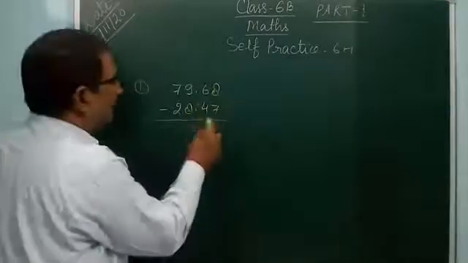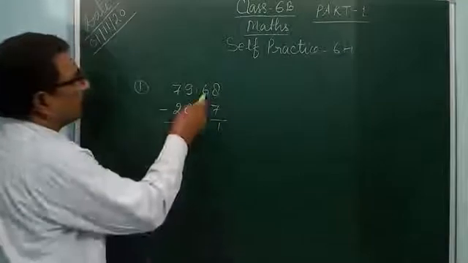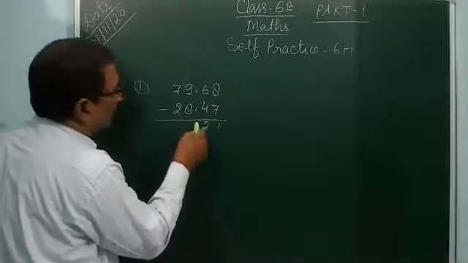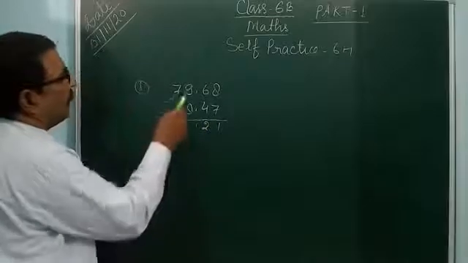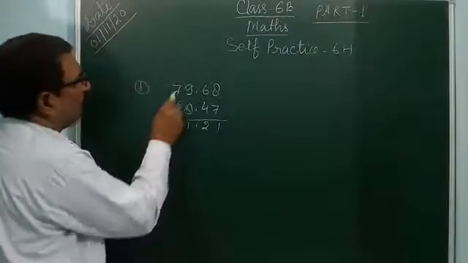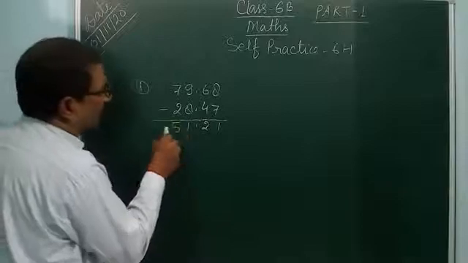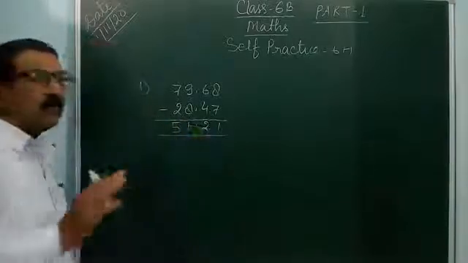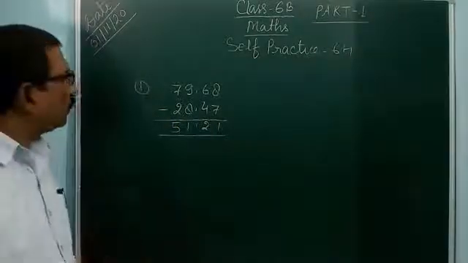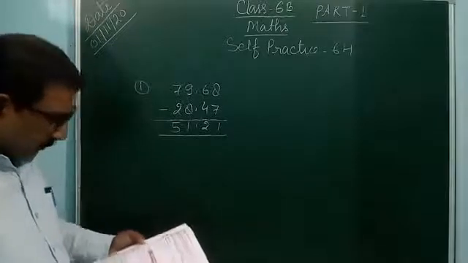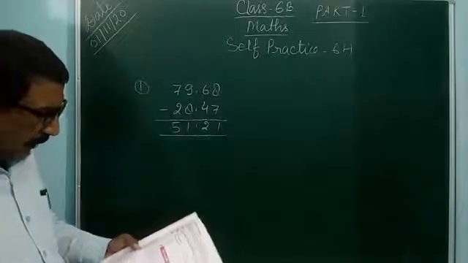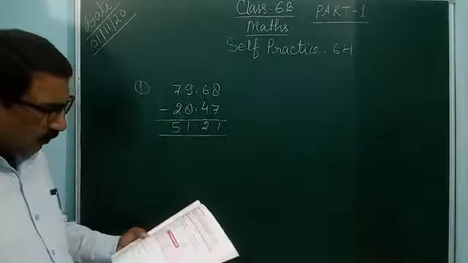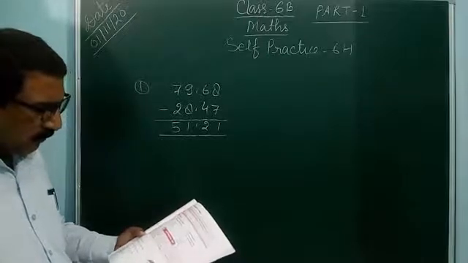8 minus 7, 1. 6 minus 4, 2. Decimal here put. 9 minus 8, 1, and 7 minus 2, 5. Very easy. 51.21. And the second question you do yourself. Third question also you do yourself.